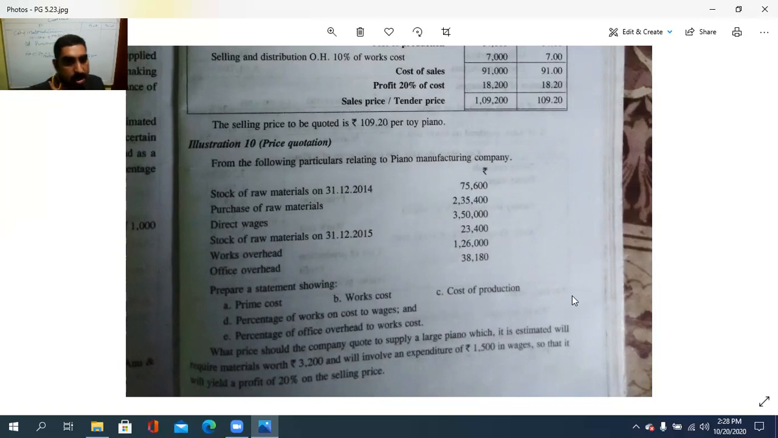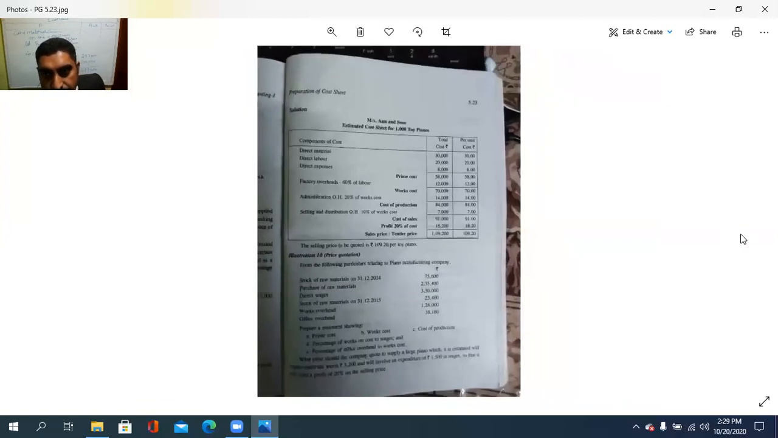$287,600 is the cost of materials consumed. Then direct wages. How much is it? 3,50,000. So plus 3,50,000 is 6,37,600. So prime cost is what? 6,37,600.